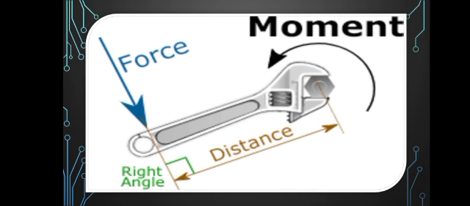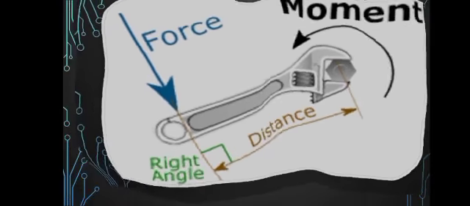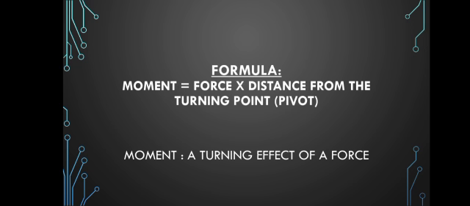You can see that for creating this moment, or movement in this direction, the two things needed are force and distance. Is that clear from this example? So students, moment can be calculated with the formula: moment equals force times the distance from the turning point, the pivot. In the end, we conclude that moment is the turning effect of a force.